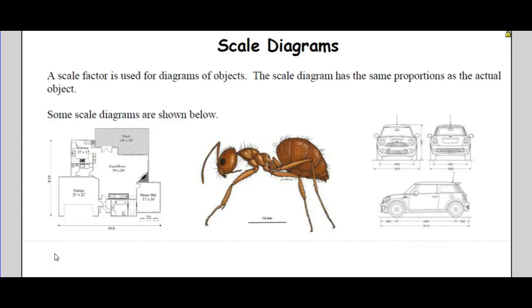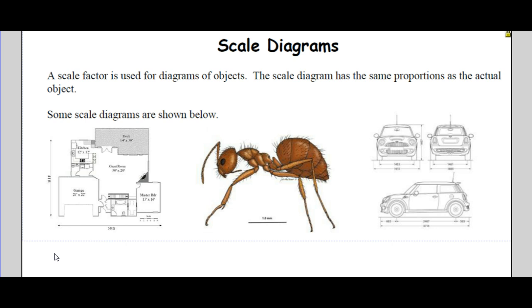Okay, so scale diagrams are used to represent objects that are either too big or too small to fit on a piece of paper or on a computer screen, right? You can't fit a football field on a computer screen, or a car, so you need to scale down the diagram. A scale diagram has the same proportions as the actual object, so same shape, just a different size.